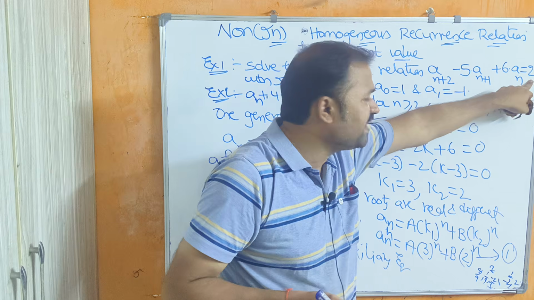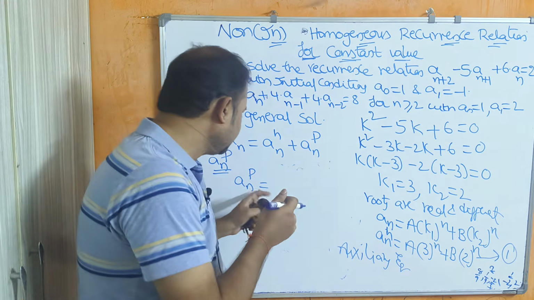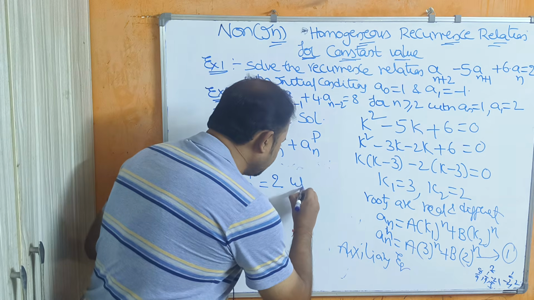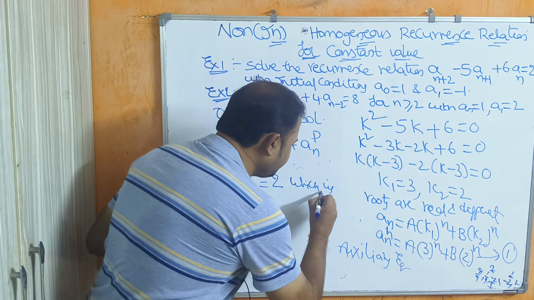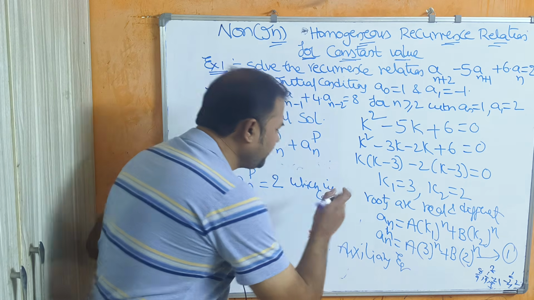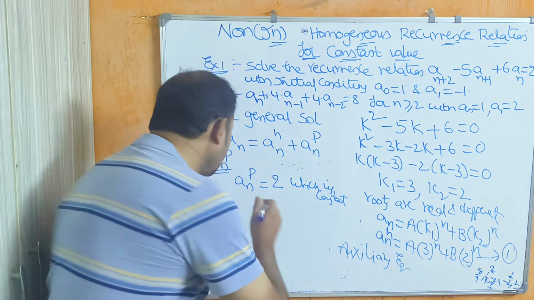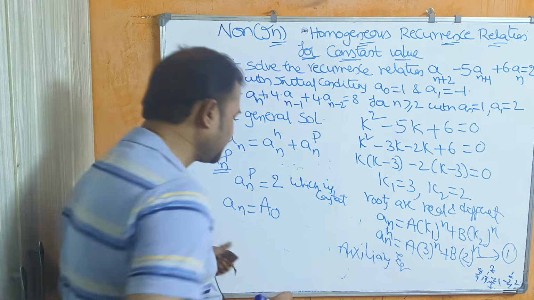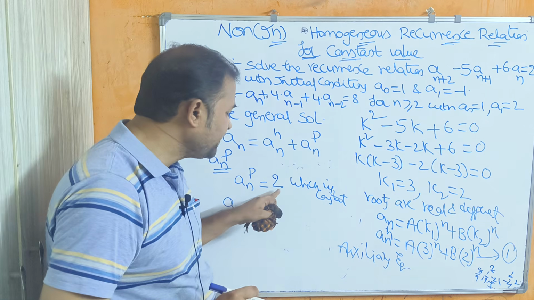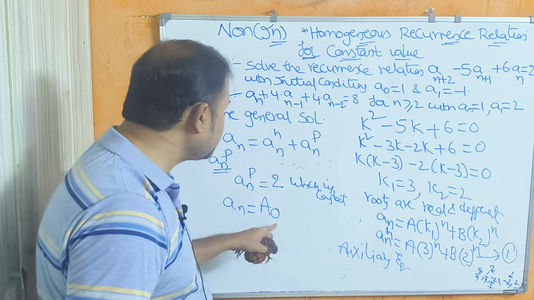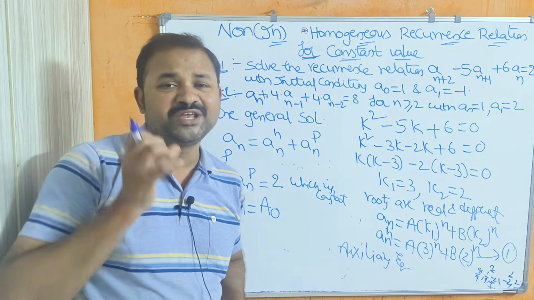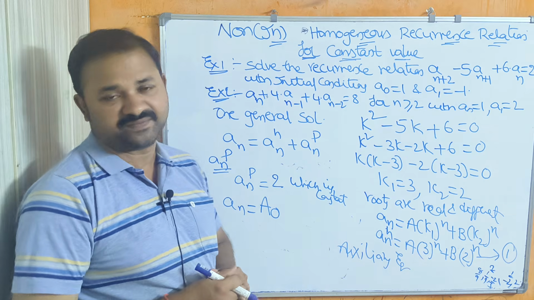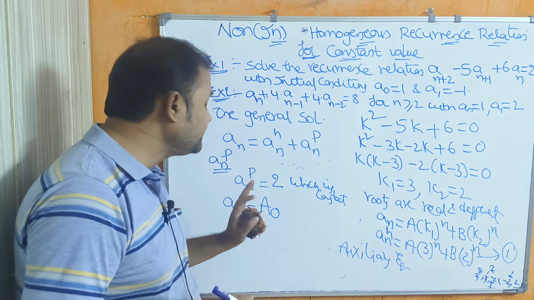So this right hand side value is nothing but a_n^(p) equal to 2, which is a constant. So here we have different cases. If we have a constant, then the general solution is a_n equal to a naught. Now we need to substitute the a_n value in the given recurrence relation in order to obtain this a naught.